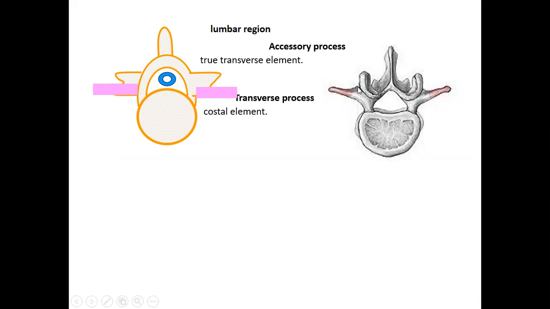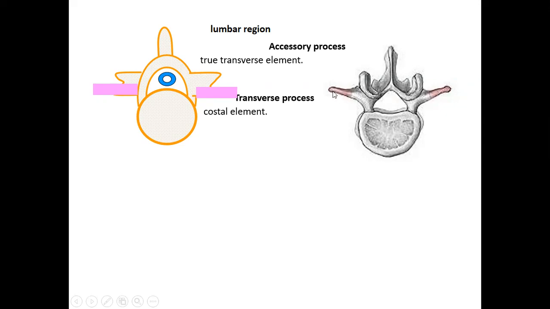So this is the accessory process, the smaller one. This accessory process is formed by the true transverse element, and the costal element will form the transverse process, this one. So these will be fused together and then form these two structures. This is the corrected part that I want to highlight here: the true transverse element forms the accessory process, the costal element forms the transverse process.